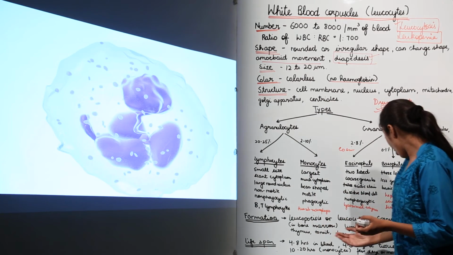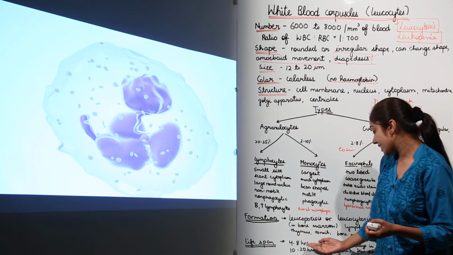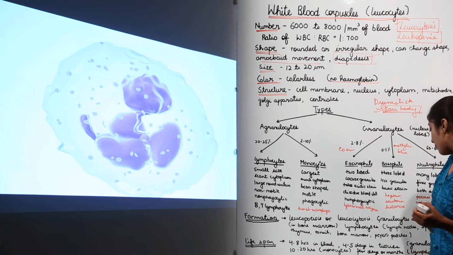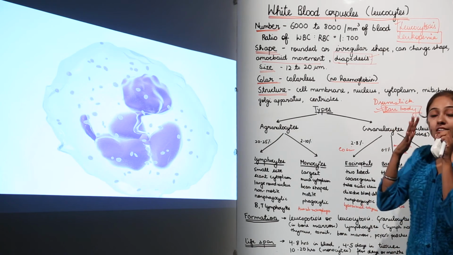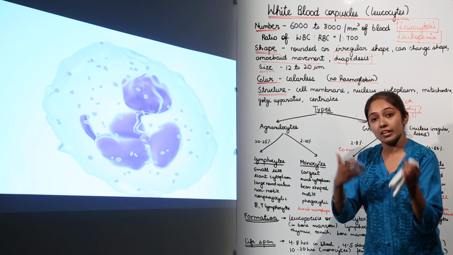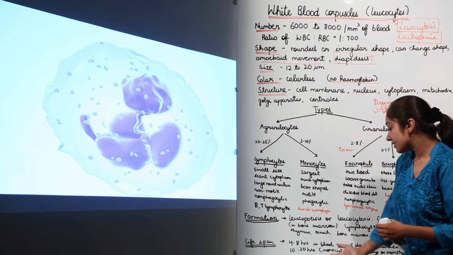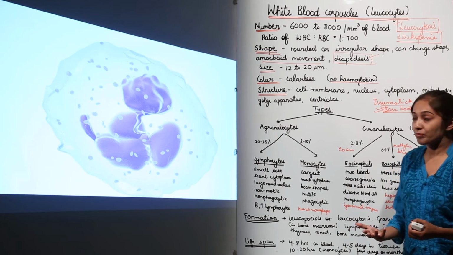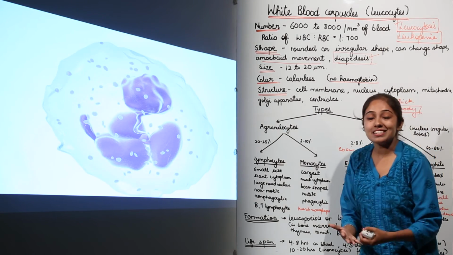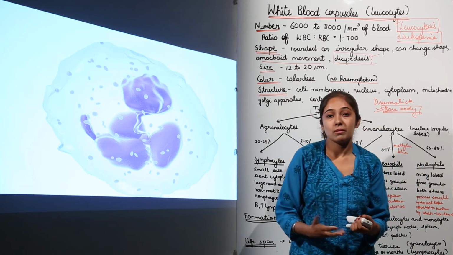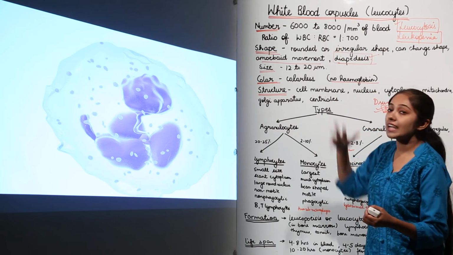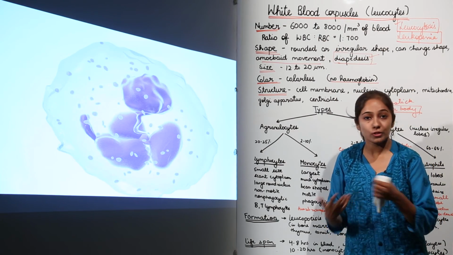Then the lifespan of granulocytes is around 4 to 8 hours in the blood, while 4 to 5 days in the tissues. And if we talk about lymphocytes, the lifespan actually varies from a few days to a few months or a year in fact. And the monocytes survive for 10 to 20 hours. So, when the WBC count is increasing, this means you are suffering from some infection, maybe a bacterial infection or a viral infection. So, WBC count is helpful in diagnosis of diseases such as typhoid and tuberculosis.